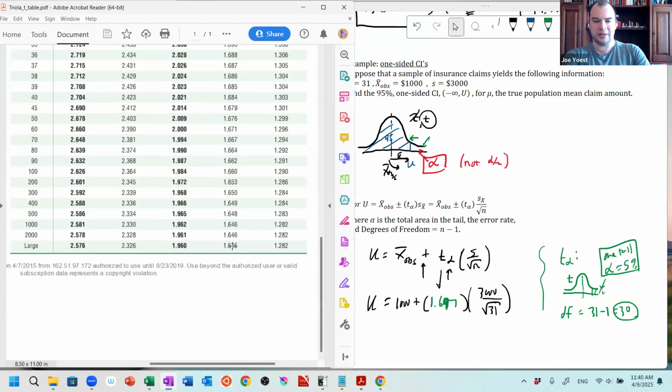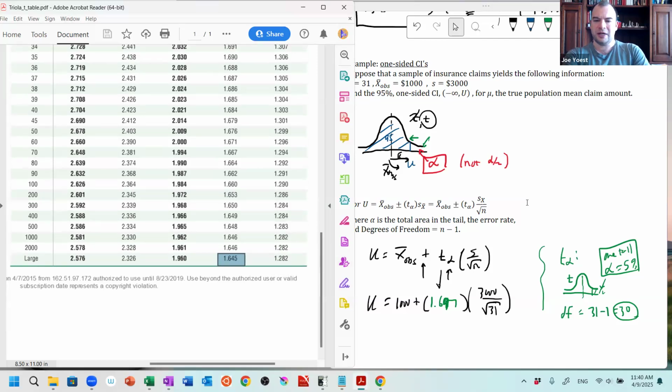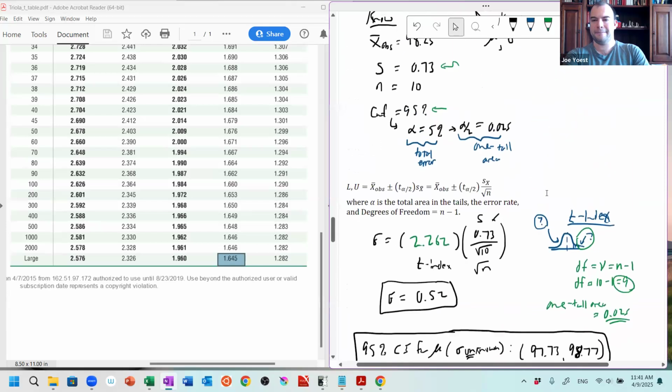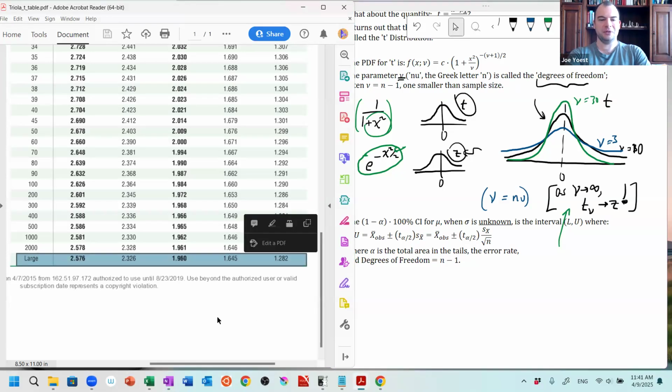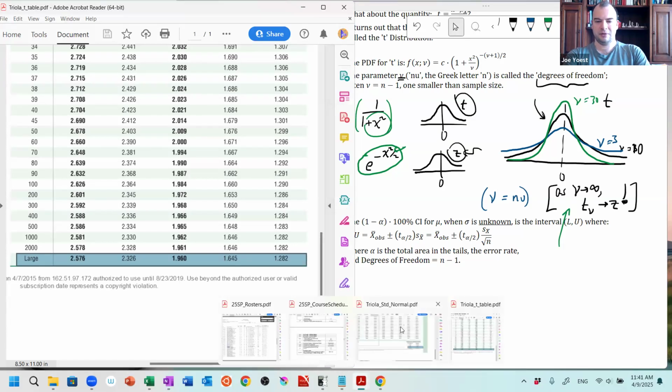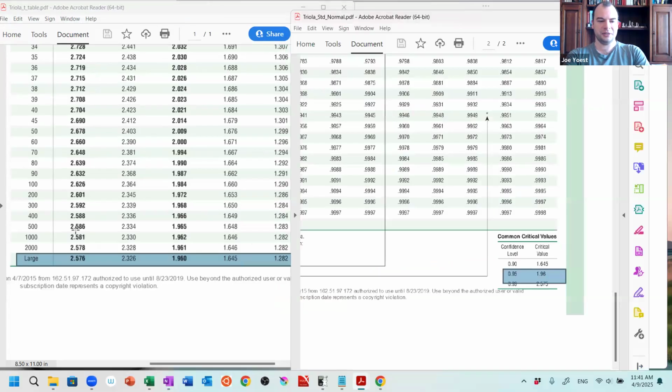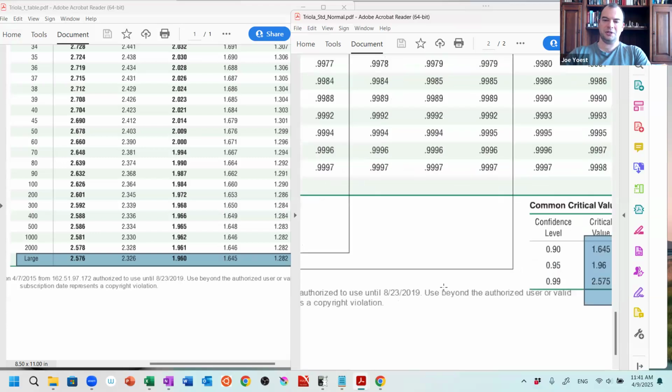But it's not as small as z would be with 5% area in one tail. It's not as small as 1.645. Remember, as a little side note, I said that as nu goes to infinity, as degrees of freedom go to infinity, t goes to z, so we actually can find our z numbers off the t table. They give us this line at the very bottom of the t table where it just says degrees of freedom are large. Well, this is really the limit as degrees of freedom goes to infinity. And those numbers look very similar to these ones, right?